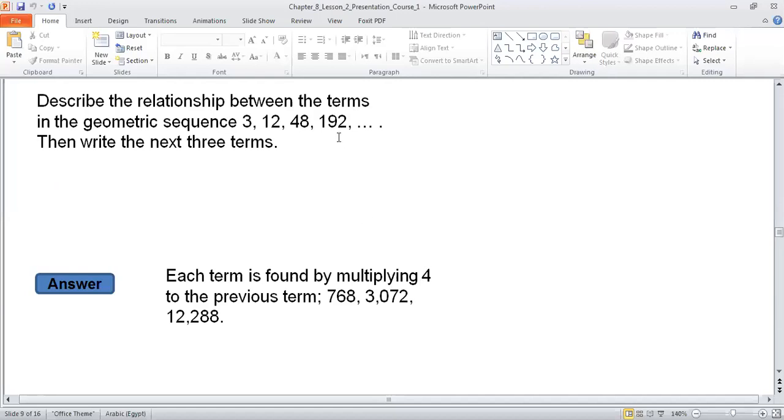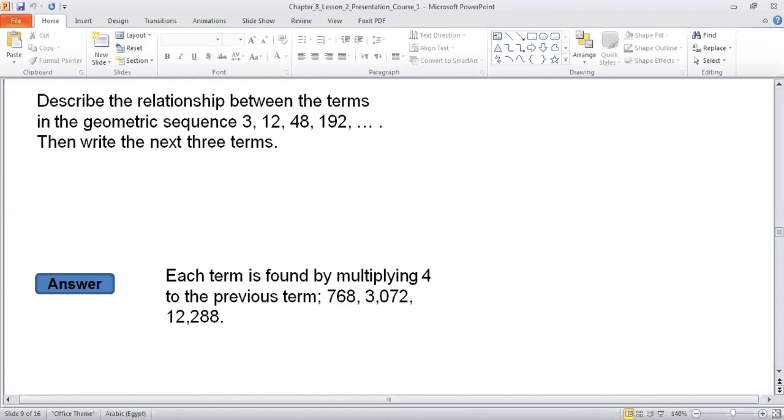If I multiply 192 by 4, it gives me what? 768. So if I multiply by 4, it gives me 768. If I multiply 768 by 4, it gives me 3072. Excellent. If I multiply 3072 by 4, it gives me 12,288. So every time I will multiply here by 4, right?